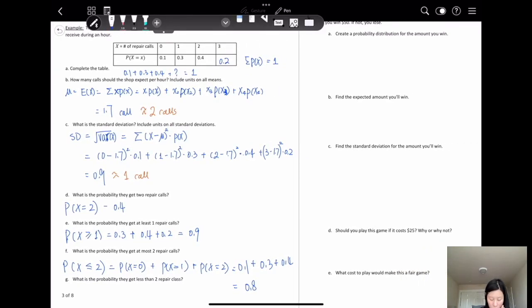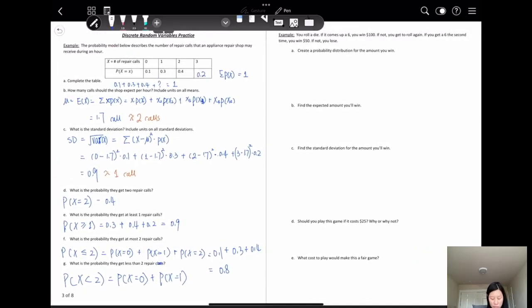Okay, what probability that they got less than 2 repair calls? Okay, less than. That means it's not equal to. So there's 2 probabilities. Either they got no calls or they only got 1 repair call. Okay, not including 2 because it's less than. So this is equal to 0.1 plus 0.3 equals to 0.4.